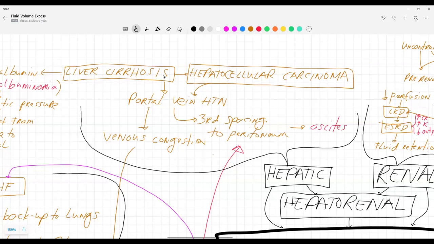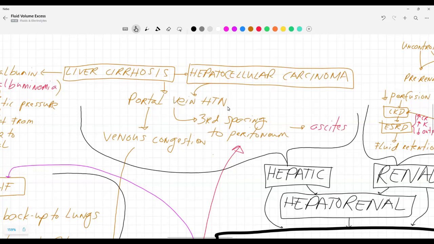So in liver cirrhosis, there's scarring and hardening of the liver tissues. And so when there's hardening of the liver tissues, there's a blockage in the circulation into the liver. And so with that, the main vein that collects blood from the liver and goes through the liver, the portal vein, is also the vein that is alongside the GI mucosa. So this runs along the GI mucosa anywhere from the esophagus down to the anus.